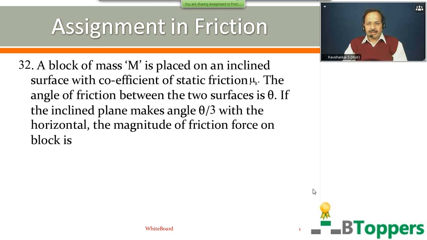So come on, look at the question number 32 again. Block of mass M is placed on the inclined plane with coefficient of static friction μs. The angle of friction between the two surfaces is theta. The inclined plane makes the angle theta by 3 with the horizontal. The magnitude of friction force on the block is.